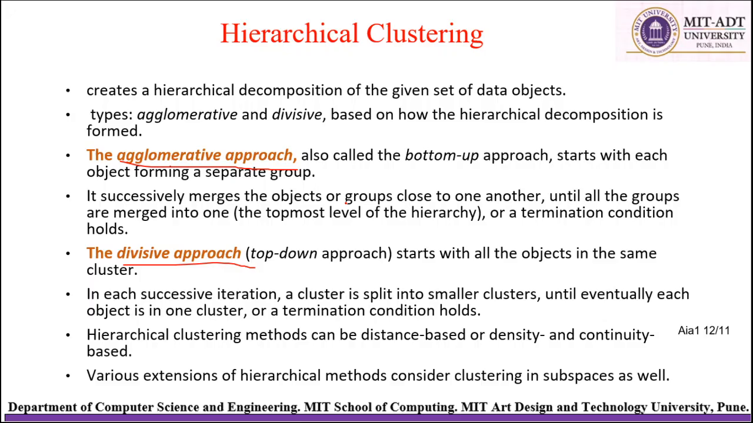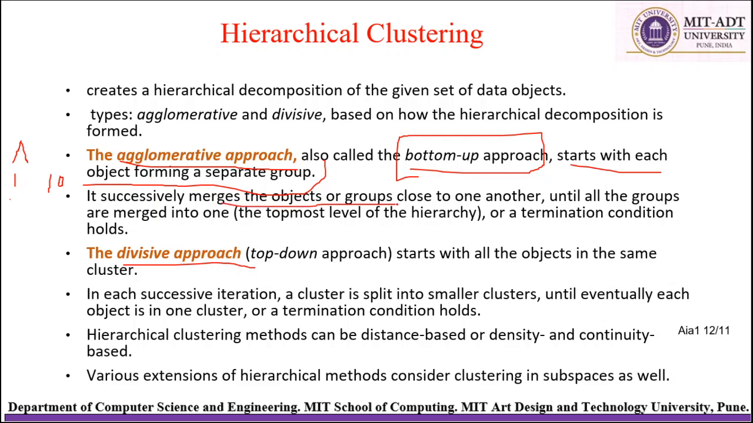The agglomerative clustering is also called the bottom-up approach. The basic aim is to form the clusters. So in agglomerative clustering, we have to start from the bottom. That is, we start with each object as a separate cluster, as a separate group. Let's say if we have 10 data objects, at the start we have 10 different clusters, 10 different groups. And after that, successively we are going to merge these data points based upon some similarities.